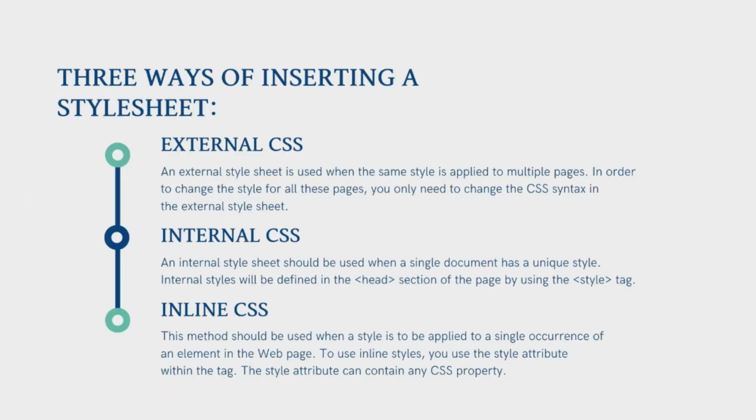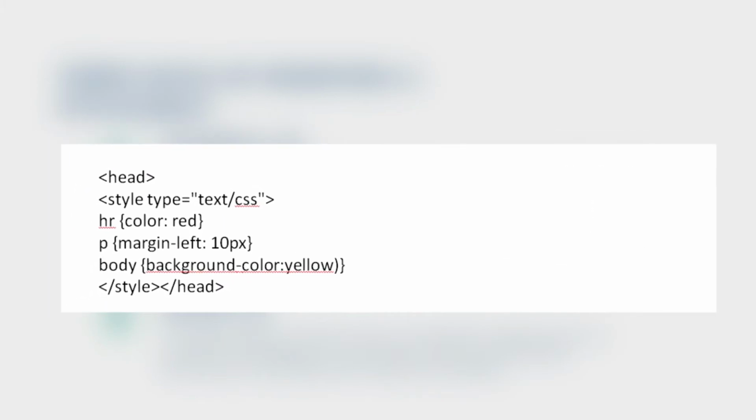Now for the internal CSS. An internal style sheet should be used when a single document has a unique style. Internal styles will be defined in the head section as well of the page by using the style tag. Here in our example, we're still inside the head section of our page, and unlike the external CSS, we use the style tag.